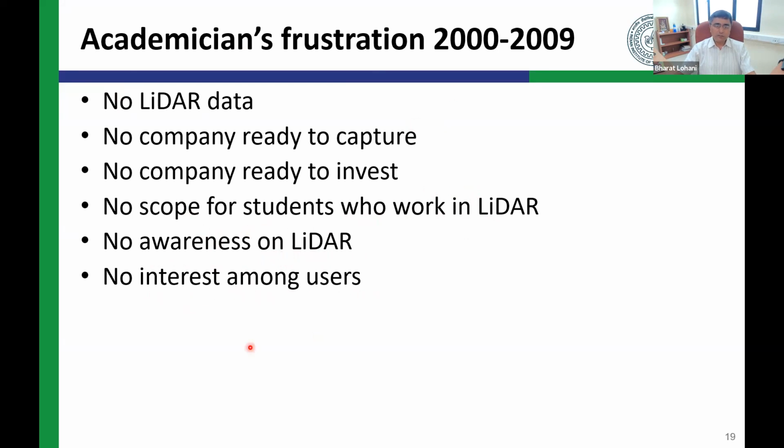And around this time, of course, I did one thing. I developed a LiDAR simulator. In 2006, 7, 8, I developed the LiDAR simulator through which we can mathematically simulate the LiDAR data. And we are still working on that because there is some other interest that we are pursuing, a very important interest. Anyway, this frustration at that time, nobody was capturing the data in India, nobody was developing solutions in India. So we saw this as an opportunity.